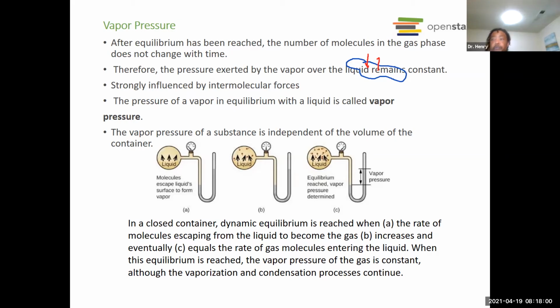Okay, now basically what that means is that the rate of vaporization is going to be equal to the rate of condensation. And so they're going to be equal to each other. And then at that point, that vapor pressure is going to be a constant when it's at equilibrium. So it's not going to change for a given specific liquid.